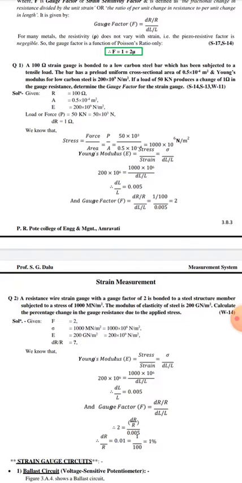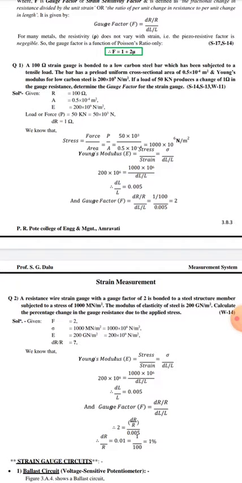Then the second example or numerical. A resistance wire strain gauge with a gauge factor of 2, means here the gauge factor is given, is bonded to a steel structure member subjected to a stress of 1000 MN per meter square. The modulus of elasticity of steel is 200 giganewton per meter square. Calculate the percentage change in the gauge resistance due to the applied stress.